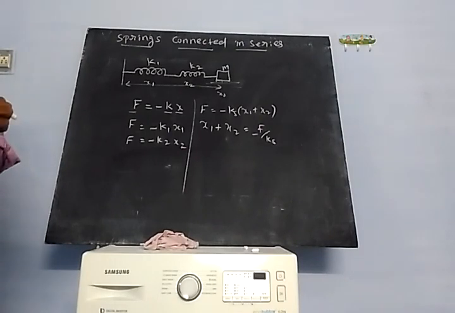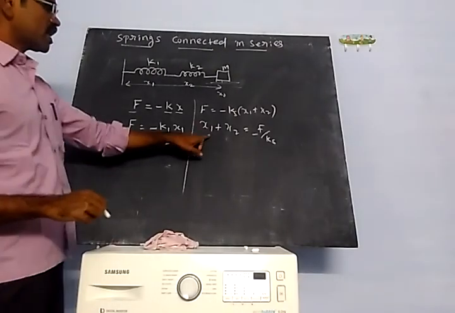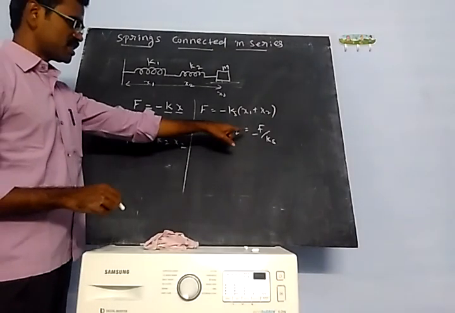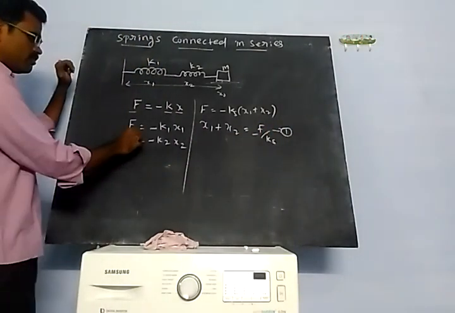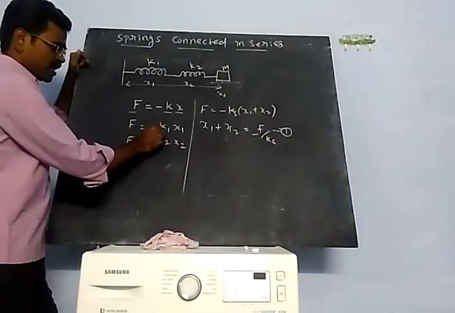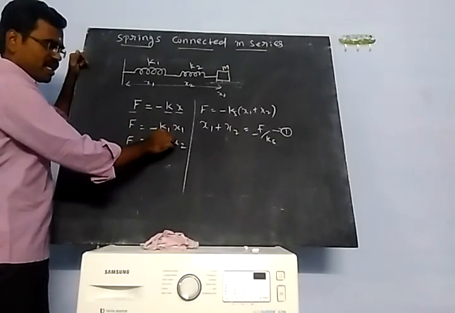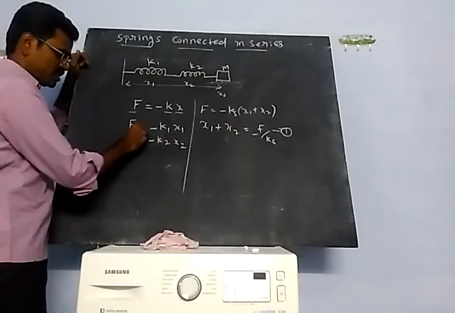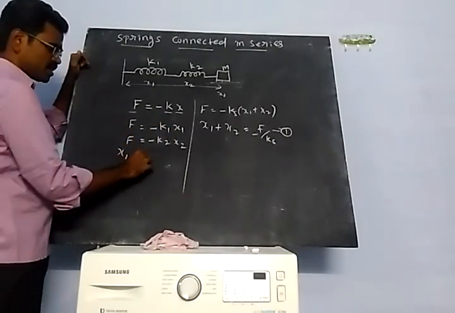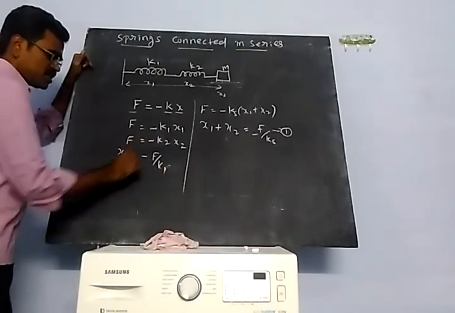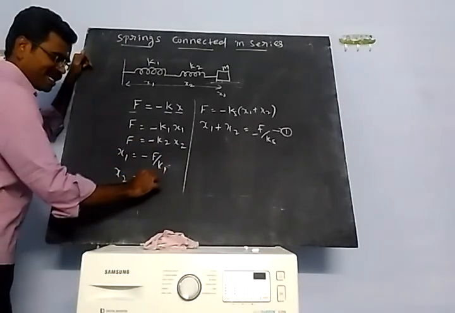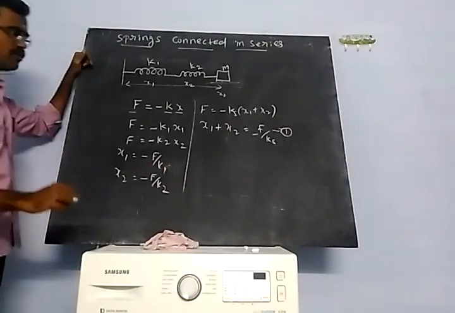Then k minus k1 x1 plus x2 is equal to minus f by ks. So this is equation number 1. From this equation, k1 x1 is equal to minus f, so x1 is equal to minus f by k1. And from this equation, x2 is equal to minus f by k2.